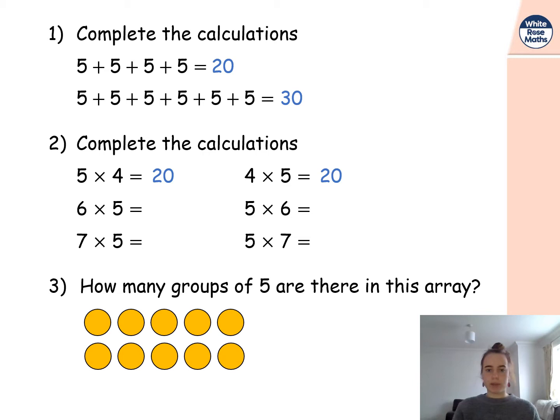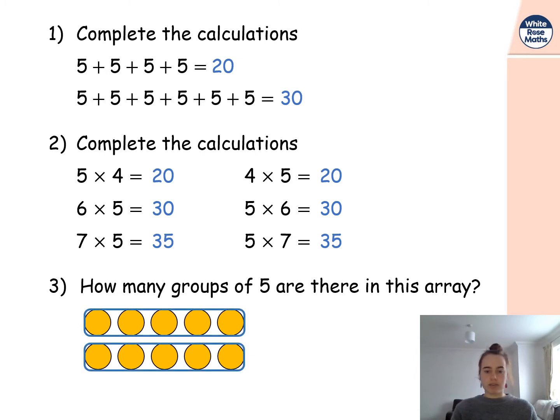at those answers. There we go. So that's 20. 6 times 5 or 5 times 6 equals 30. 7 times 5 or 5 times 7 equals 35. And how many groups of 5 are there in this array? Of course, there are 2. Okay, well done if you got any of those answers correct.